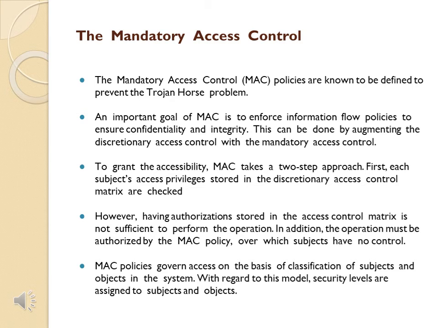To grant accessibility, MAC takes a two-step approach as stated above. However, having authorization stored in the access control matrix is not sufficient to perform the operation. In addition, the operation must be authorized by the MAC policy, over which subjects have no control. The example of MAC will be discussed in the next slide.